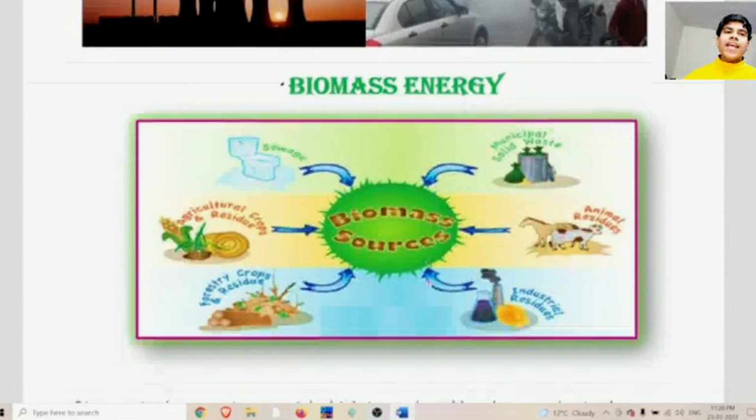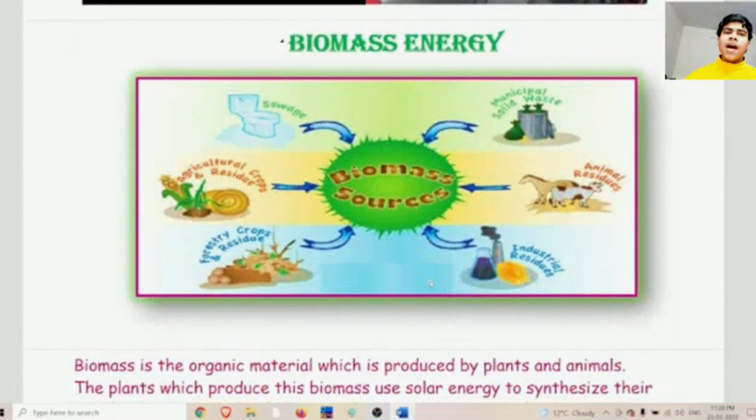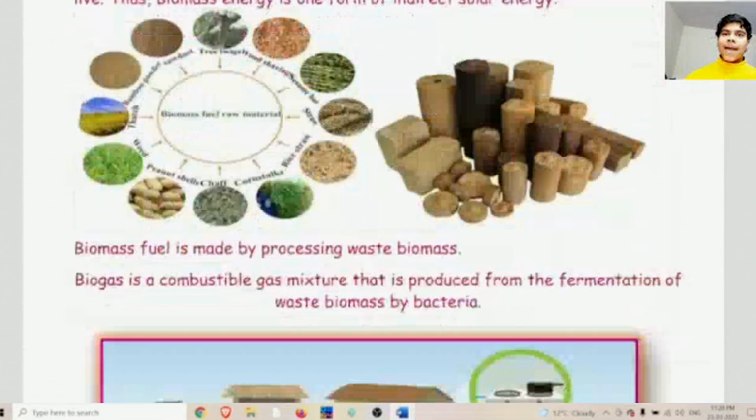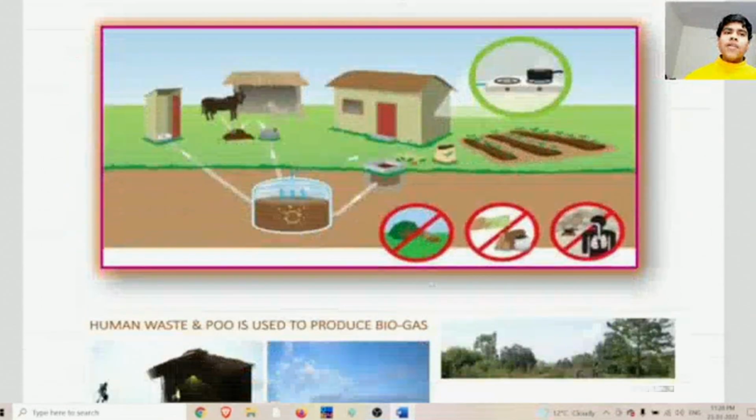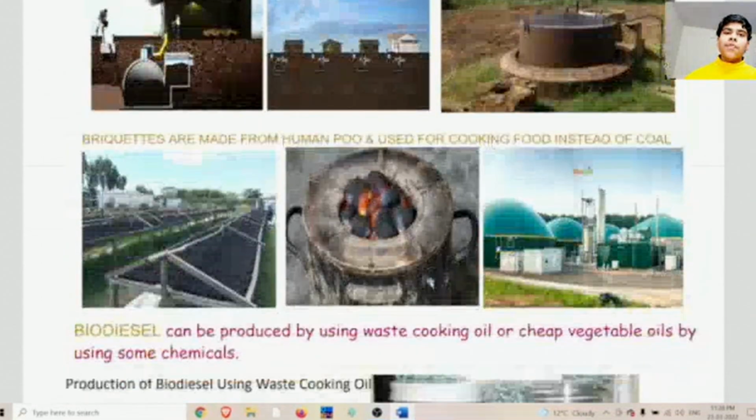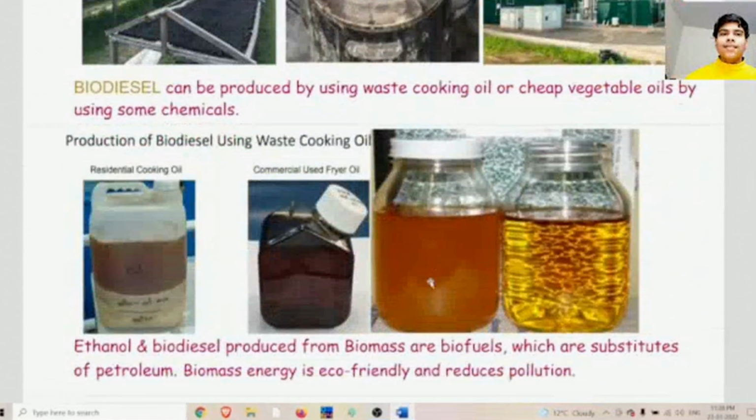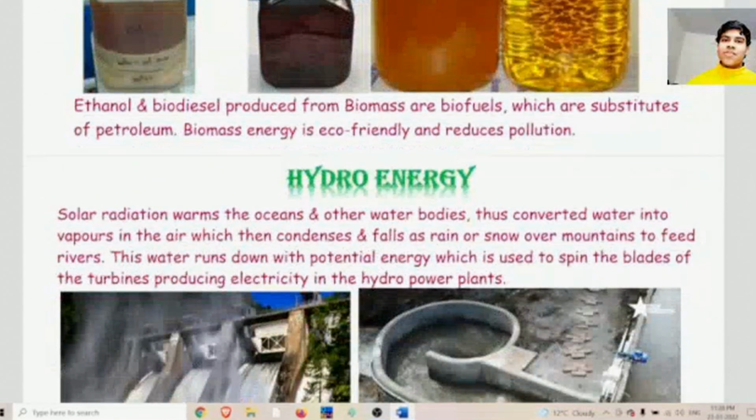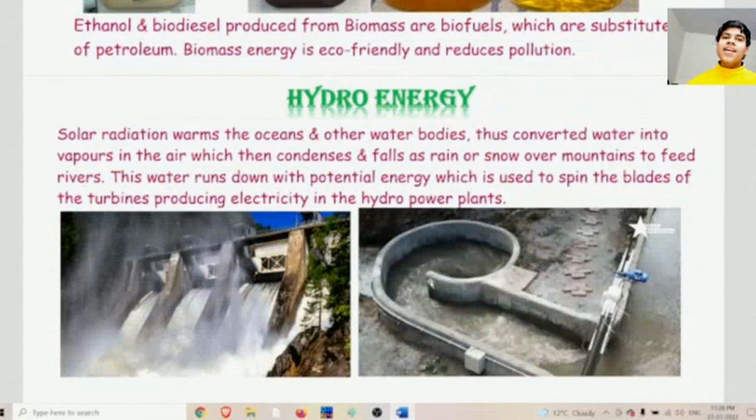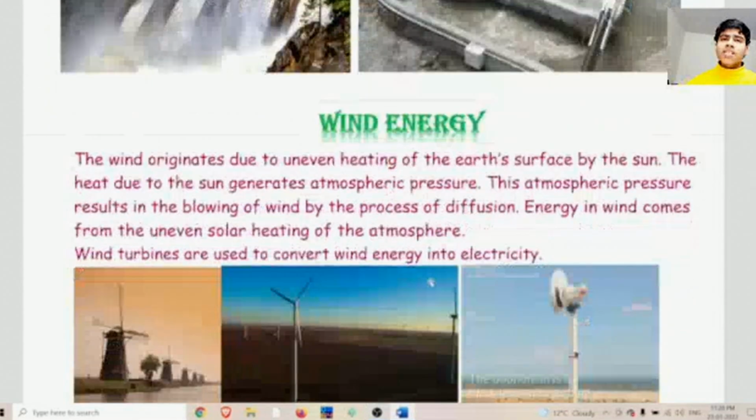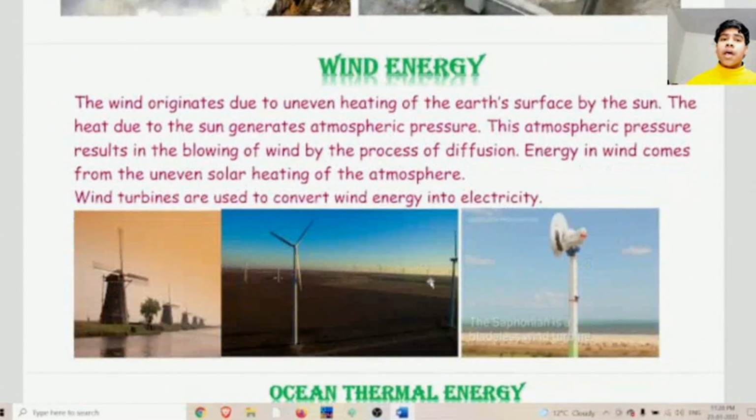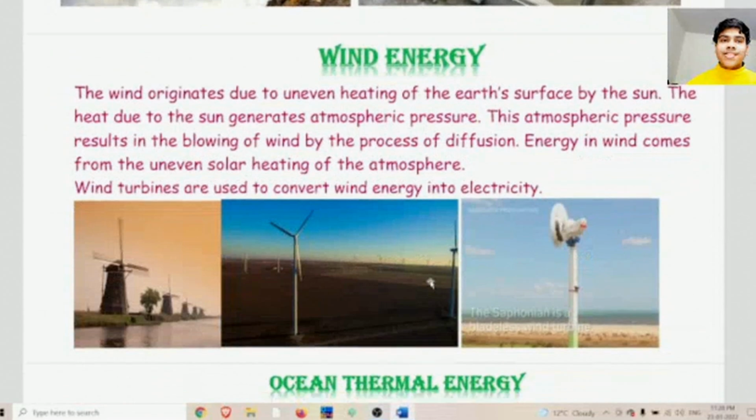Biomass is the organic material produced by plants and animals. Pellets, briquettes, biogas and biodiesel are the products of biomass fuel. Energy produced by running water is called hydroenergy. Wind energy rotates blades of windmills, thus generating electricity.